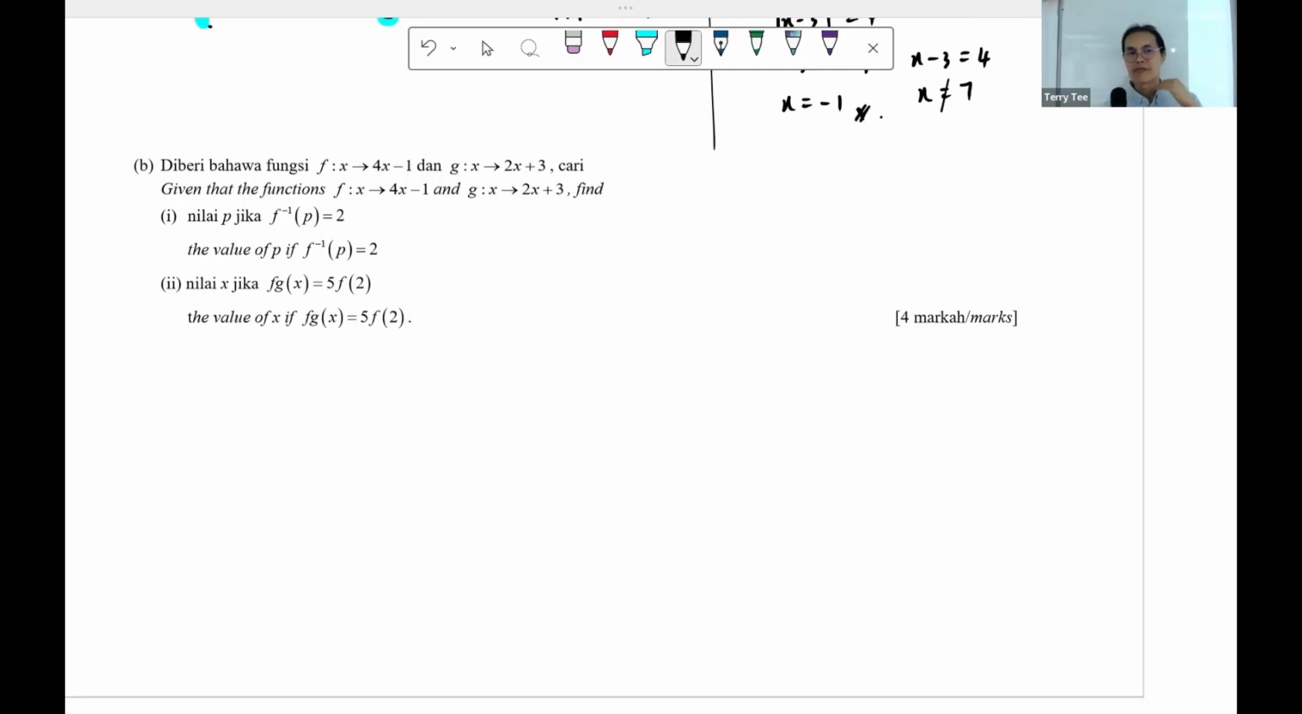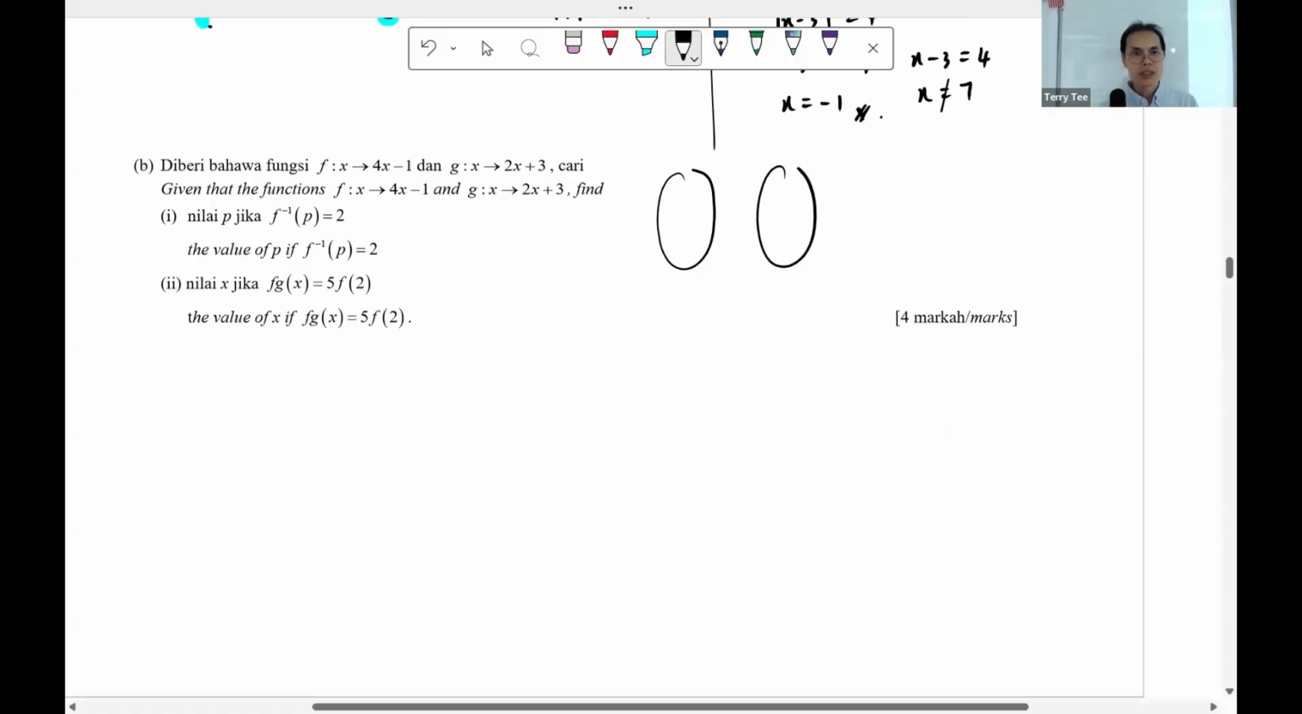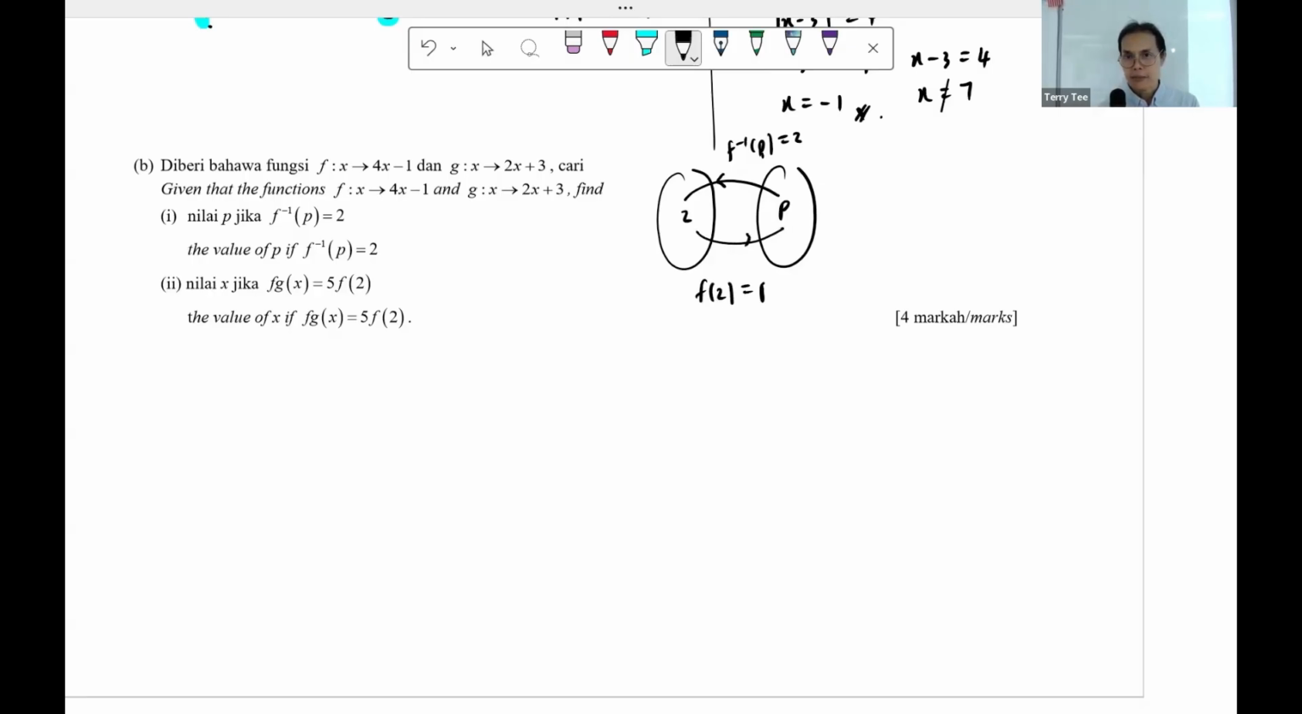Now, I know a lot of people are going to inverse the function, but actually you don't have to inverse the function. Why? You see, when we say f inverse p equals 2, meaning you start from p here, you go backwards. When you go backwards, you end up at 2, correct? If you go forward, we start from 2, you end up at p. So you just basically switch the position of your object and image. You don't have to inverse the function, right?